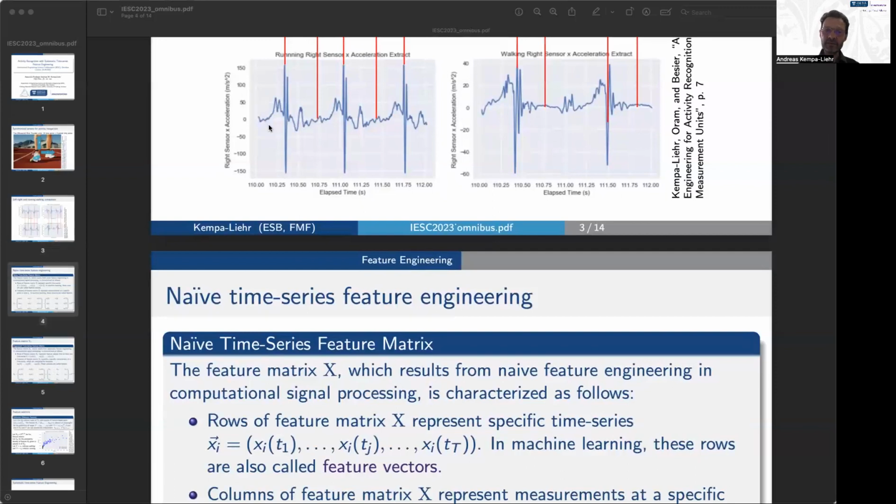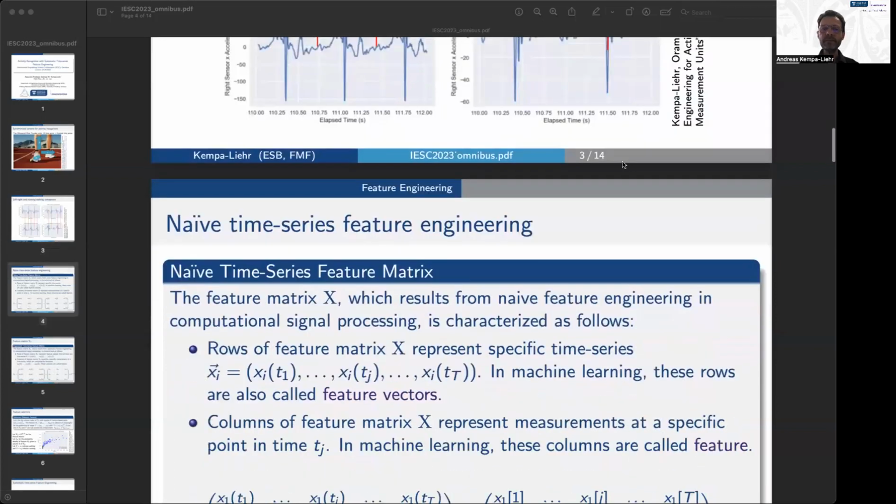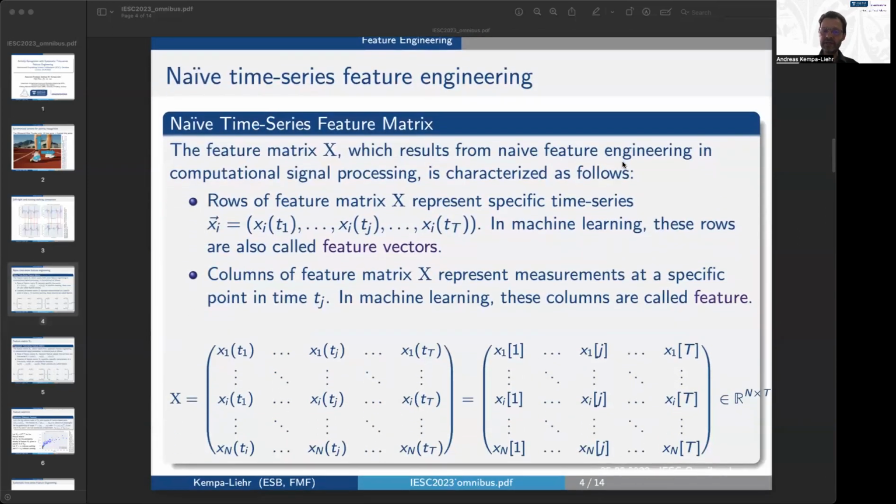So this is an example for running. This could be the first row of our naive feature engineering matrix, all these measurements. And this example for walking here, all these measurements could become the second row of our feature matrix. So the naive feature engineering matrix has as rows all the measurements from one specific time window for which we have a label.